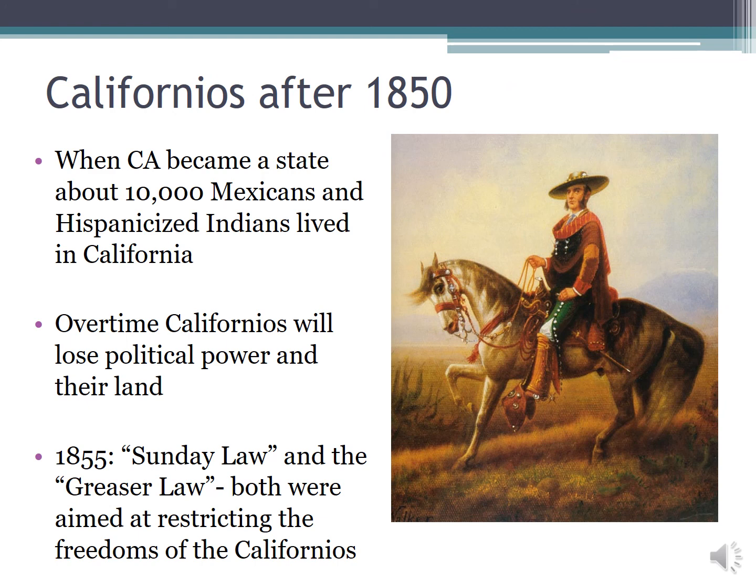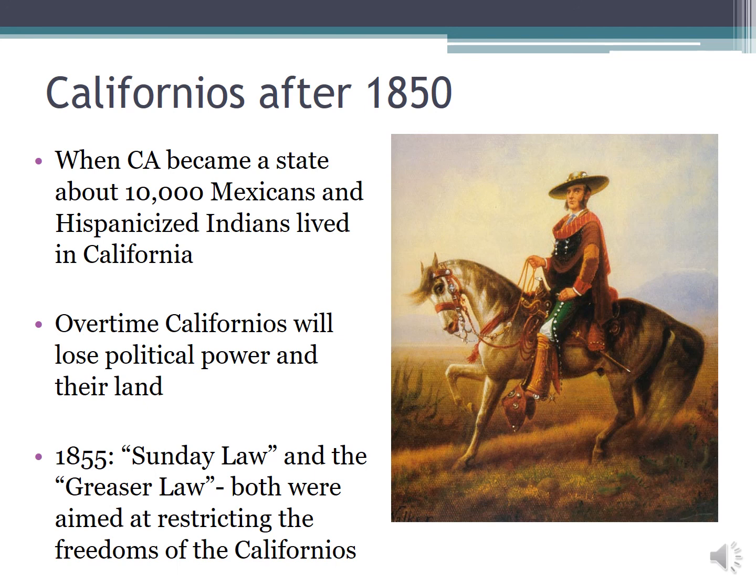So what happens to the Californios after 1850 and its entry into the United States as a state? When California became a state in 1850, there were about 10,000 Mexicans and Hispanicized Indians living in California. And of course, these are the people who were there during the Spanish period, during the Mexican period. Unfortunately for this group of people, over time, they are going to lose a lot of their political power, their land, and their economic standing.